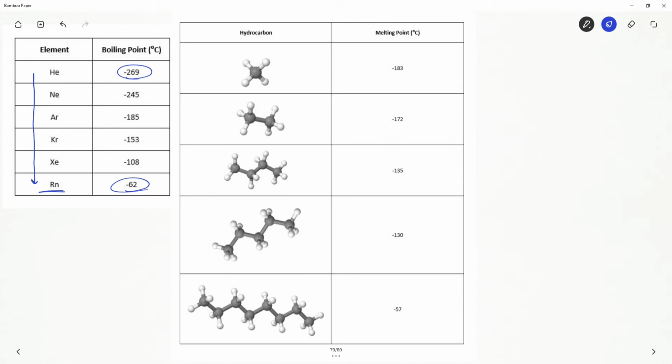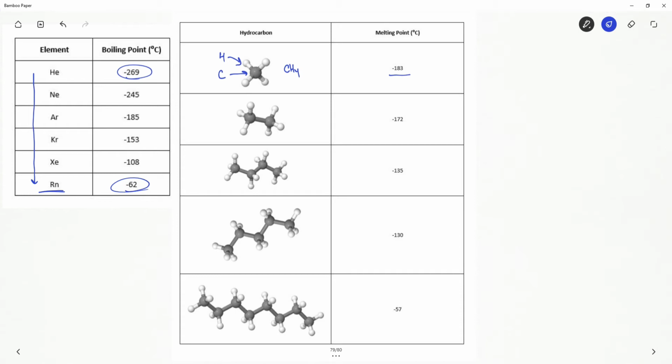So in my table here, I have several different hydrocarbons. Just for reference, a hydrocarbon is a molecule with only carbon and hydrogen. The black spheres here are my carbon atoms. The white spheres are my hydrogen atoms. So I started up here with methane. Its melting point is negative 183 degrees Celsius.